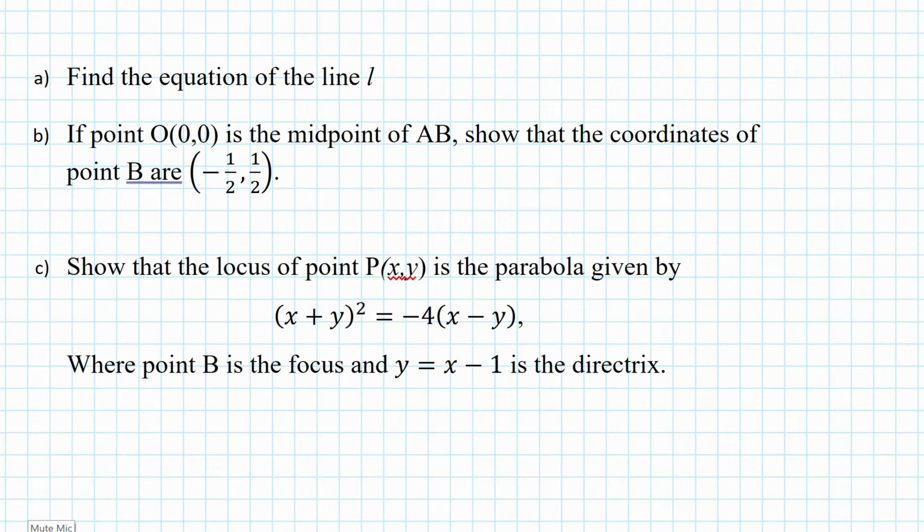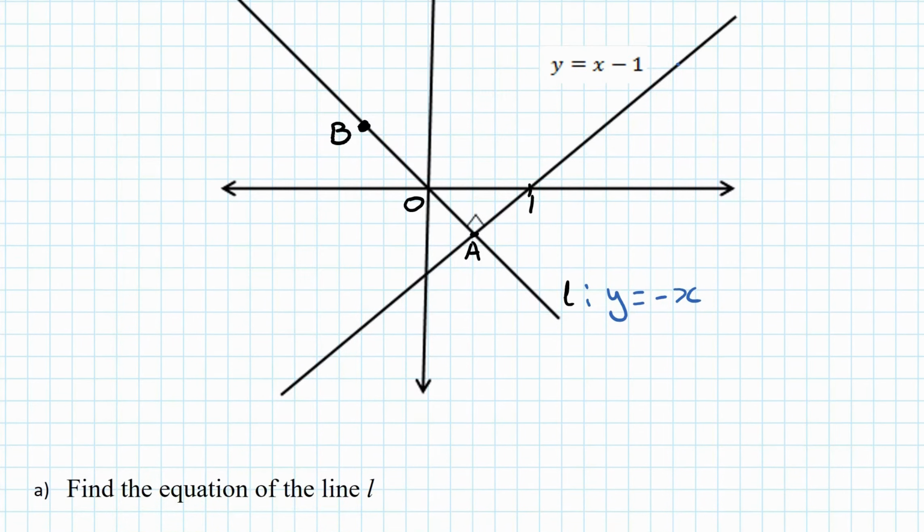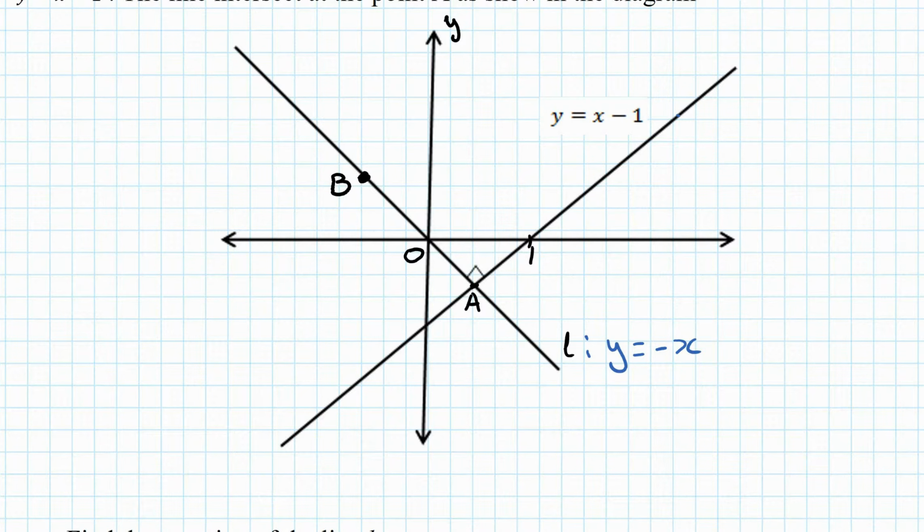Now we need to show that point B is (-1/2, 1/2). To do this, first of all, we need to find point A first, because O is the midpoint of A and B. So O is (0, 0). Now to find point A, we use simultaneous equations. First, y is equal to x minus 1, which I name equation number 1, and y is equal to -x, which I name equation number 2.